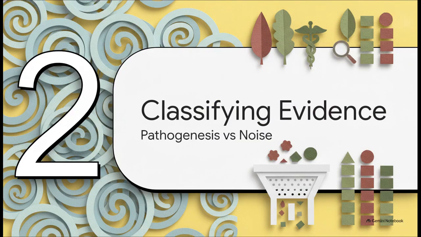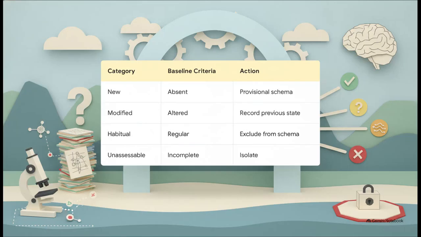Moving on to Section 2, classifying the evidence. This is all about separating true pathogenesis from the noise. Before we even try to interpret what a symptom means therapeutically, every single report has to be rigidly sorted against the participant's baseline diary. We have to ask some tough questions.